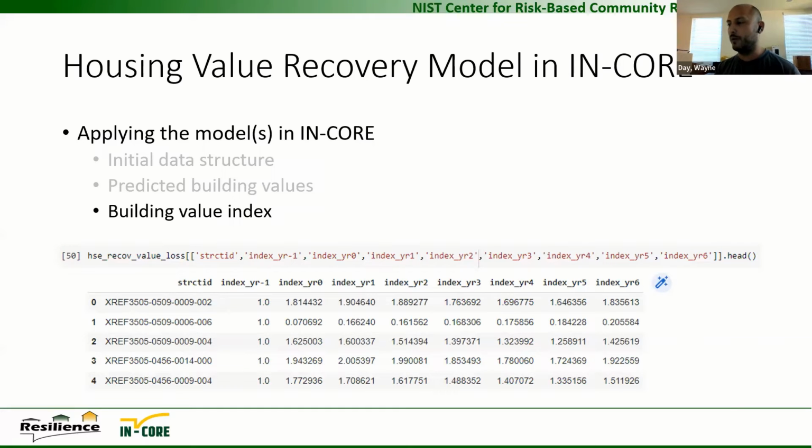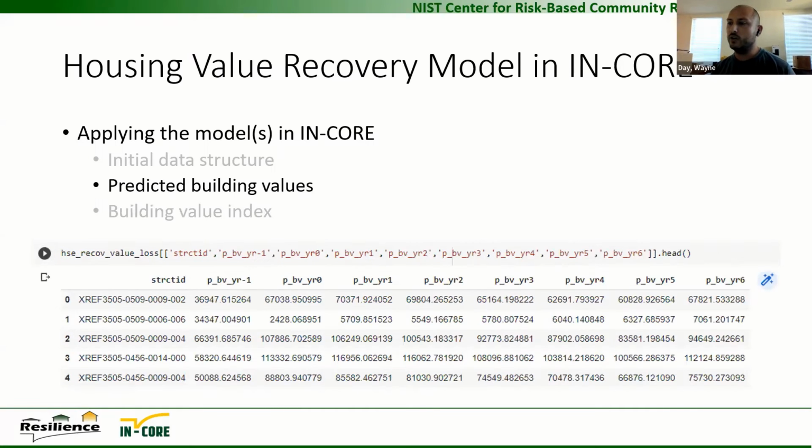I think I kind of fumbled the words there of what I was trying to say, but this will show you. So we've got the building value index here. So, again, going back a slide, we've got predicted building values per parcel, per structure. You can see this is the predicted building value for year -1. So that's pre-disaster. Year 0, that's the year of the disaster. Year 1, that's the year after the disaster, all the way to year 6. So that's what's being shown there.